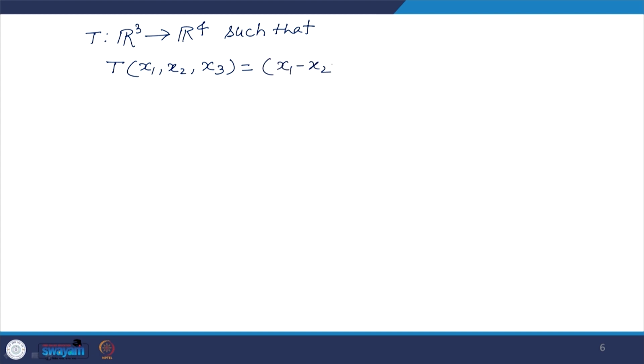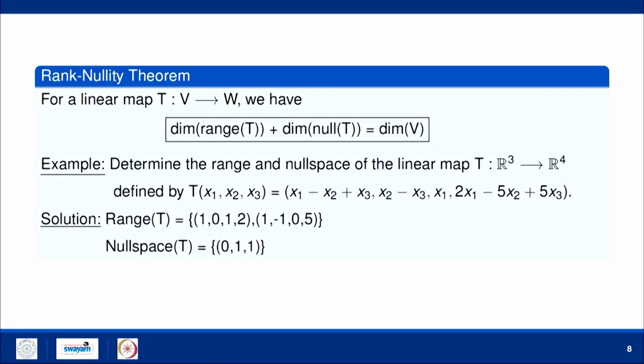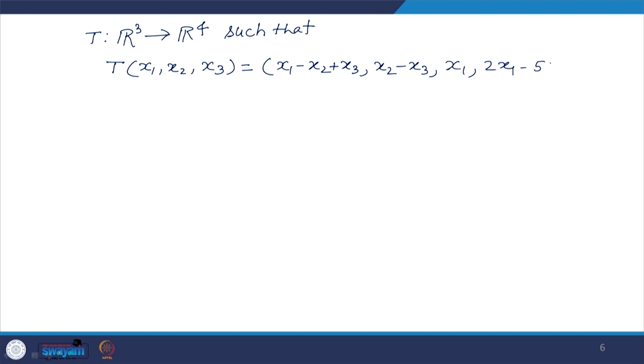I have a mapping T from R^3 to R^4 such that T(x1, x2, x3) equals (x1 - x2 + x3, x2 - x3, x1, 2x1 - 5x2 + 5x3). First, we will find the range of T.